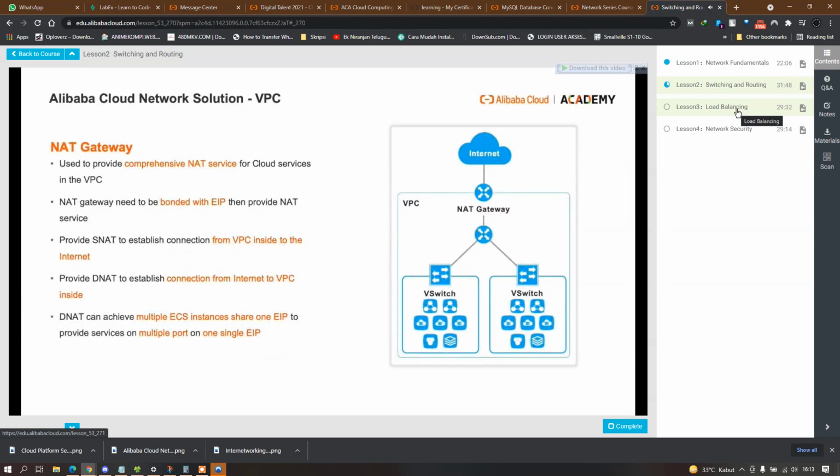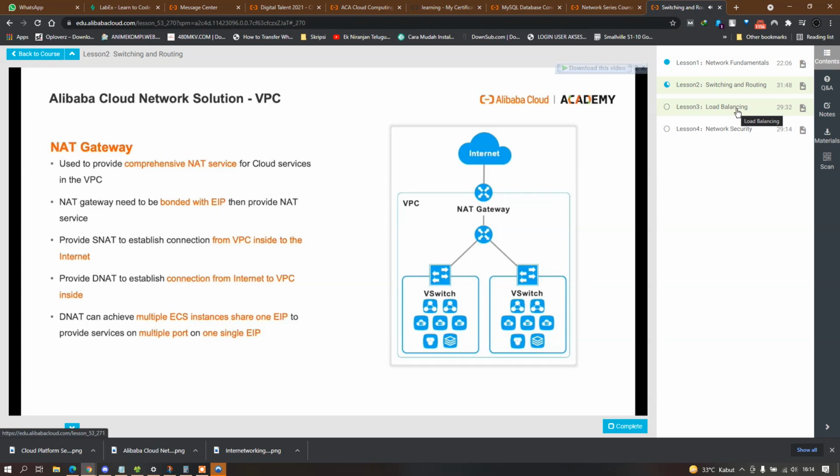And after talking about the EIP, I would like to give you an introduction to the NAT gateway. So what is the NAT gateway? The NAT gateway is used to provide comprehensive NAT service for cloud services in the VPC. Because just now we were talking about how the EIP can also provide the NAT service, right? It can provide NAT from the outside to the inside or from the inside to the outside. But the NAT gateway can provide a more powerful NAT service.